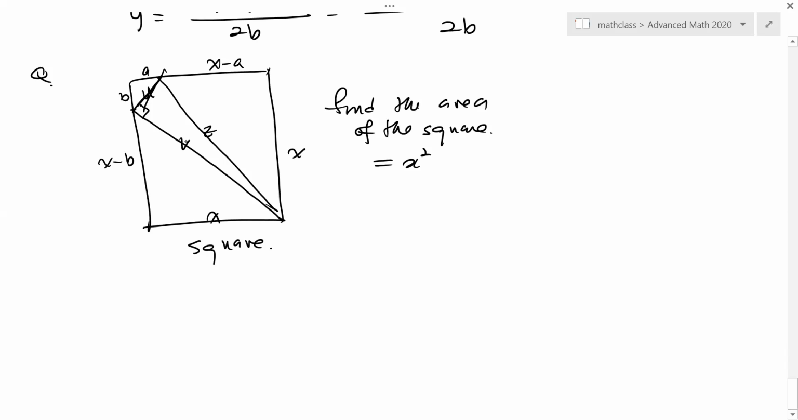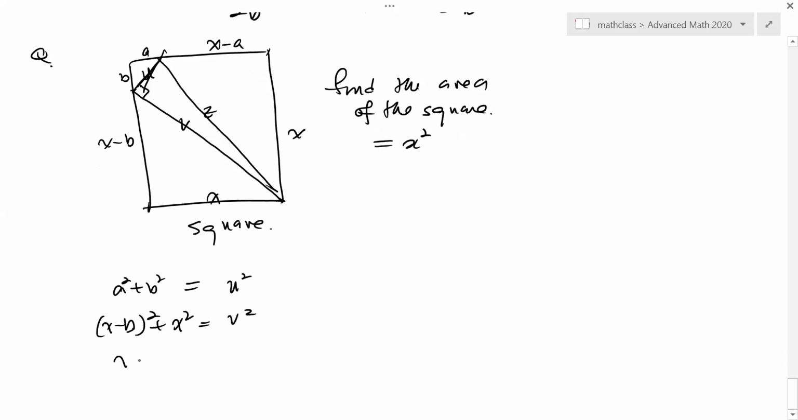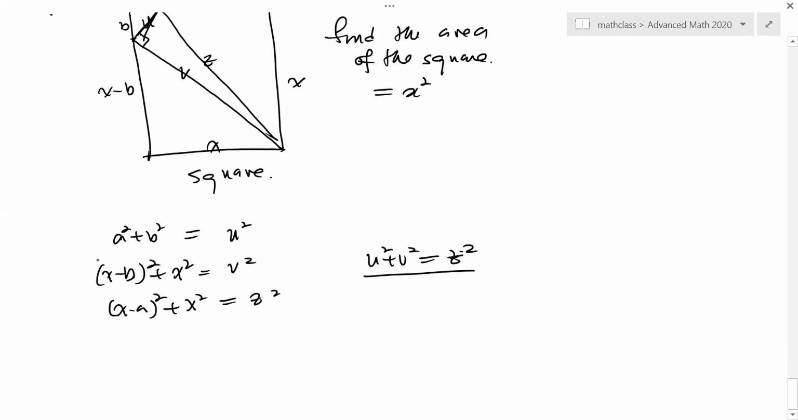So how many right triangles? Actually, I have 1, 2, 3, 4 there. Okay, so let's write down a formula one by one. a squared plus b squared is u squared. x minus b squared plus x squared is going to be v squared, right? And I also have x minus a squared plus x squared equals z squared. But the triangle inside is also a right triangle. Okay, we use this to get a relationship among those three quantities.